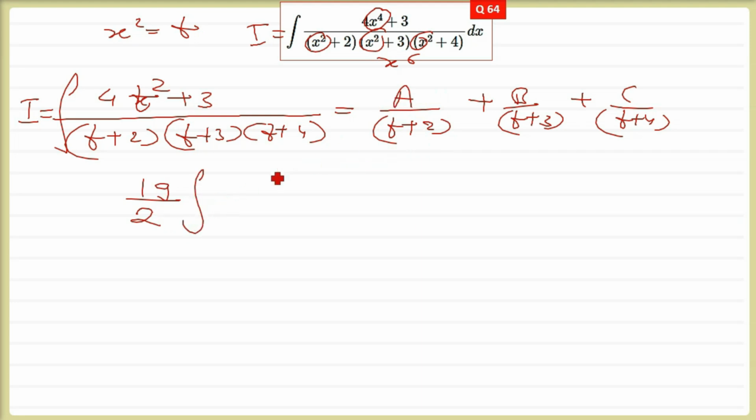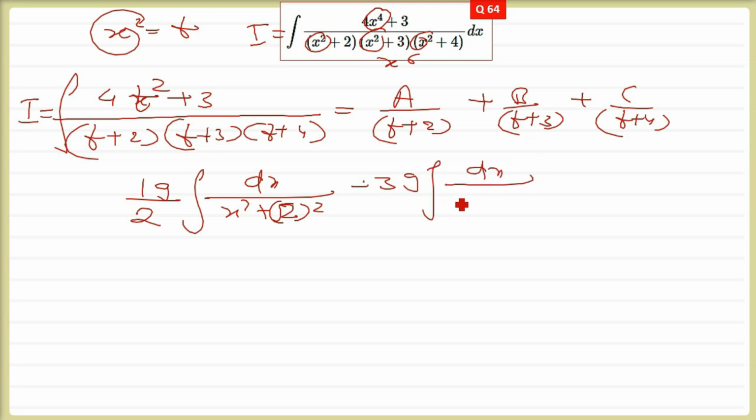So 19 by 2 integration of dx divided by x square plus root 2 whole square, because we are going to use the 1 by a tan inverse x by a formula here, and b will come as negative 39 integration of dx divided by x square plus root 3 whole square. T is being replaced by x square in all the three denominators. C will come as 67 by 2, which I am writing right now, and integration of dx divided by x square plus 2 square.